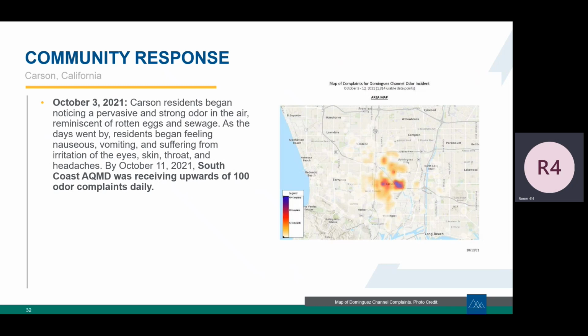Now, unbeknownst to us, this started before we detected it at Torrance on October 7th. It was really October 3rd when folks in Carson started noticing this, as they put it, pervasive and strong odor in the area, reminiscent of rotten eggs and sewage. At that point, I guess AQMD only had 100 complaints. But this is a pretty cool map. This shows where the odor complaints were coming from. So not monitoring data that we're accustomed to in terms of air monitoring data, but monitoring data nonetheless, right?